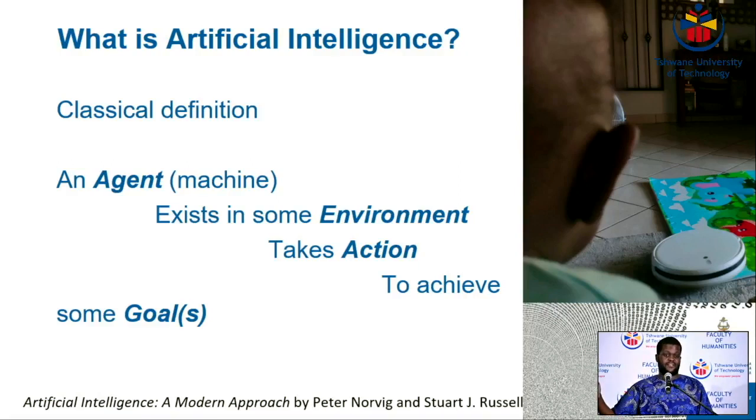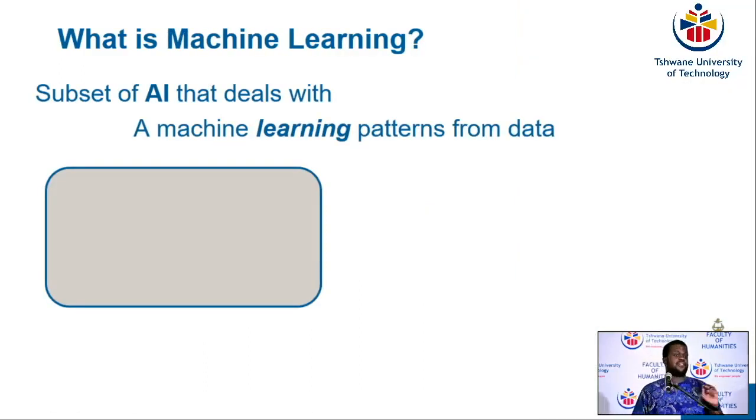That's the goal of that thing. So a search engine is an artificial intelligence. The other word you hear is machine learning. So what's machine learning? Machine learning is a subset of AI that specifically deals with learning patterns from data.